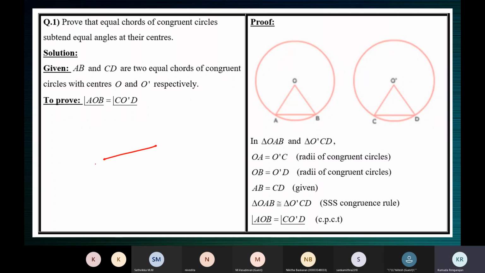If line segment AB is congruent to line segment CD, it means they're of the same length. That means the length of AB is equal to the length of CD. Congruence means equal. Line segment AB is equal to line segment CD is what we mean when we say line segment AB is congruent to line segment CD. So two line segments are congruent if they're of the same length. If AB is 10 centimeters and CD is also 10 centimeters, that means AB and CD are congruent to each other.